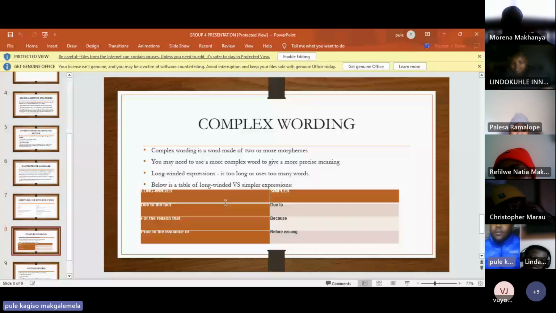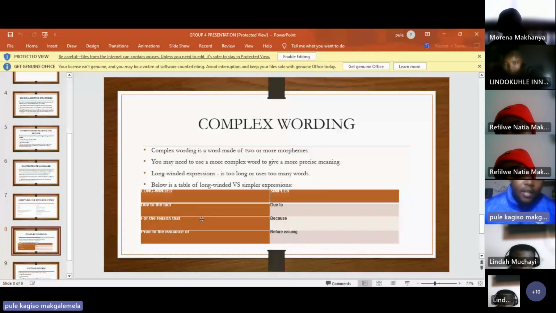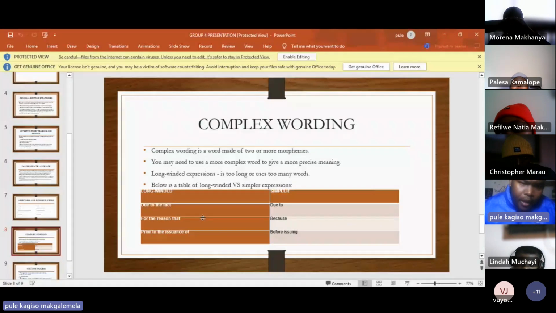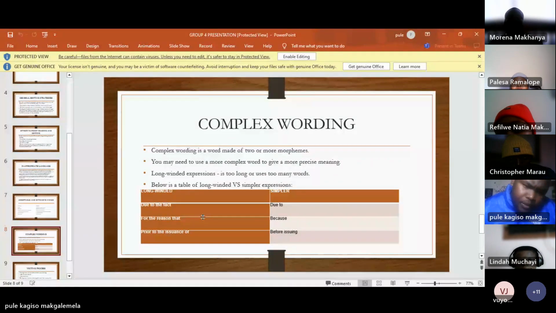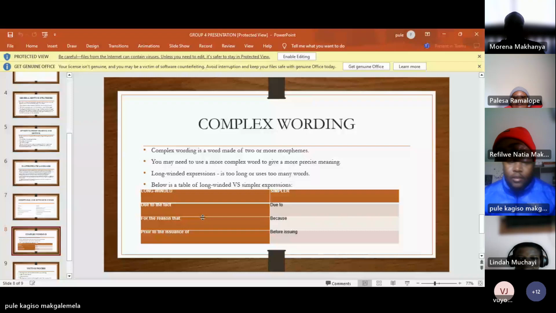So when using complex wording, instead of using the long-winded one, you can use a simpler one. Instead of saying "due to the effect," you can just say "due to." Instead of saying "for the reason that," you can just say "because." Instead of saying "prior to the issuance of," you can say "before issuing."